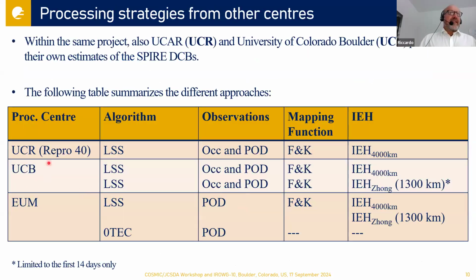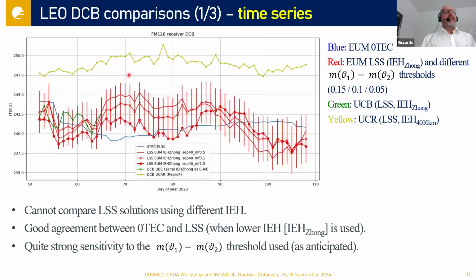For what concerns all the other centers, UCAR and University of Colorado Boulder provided DCBs for the same receivers during the same time period using the least square solution approach. UCAR with an ionospheric effective height of 4,000 kilometers, while University of Colorado Boulder with the two possible values. Unfortunately, for the case of 1,300 kilometers, they provided data only for the first 14 days. At EUMETSAT, we process the data also with the zero-tech approach.